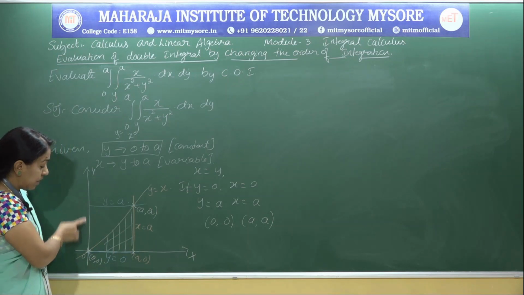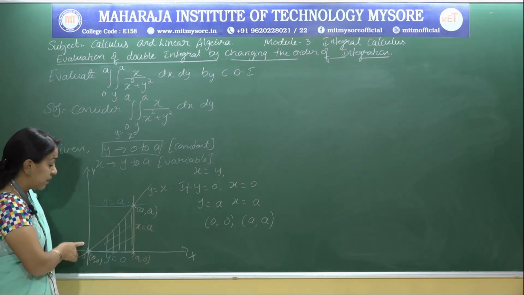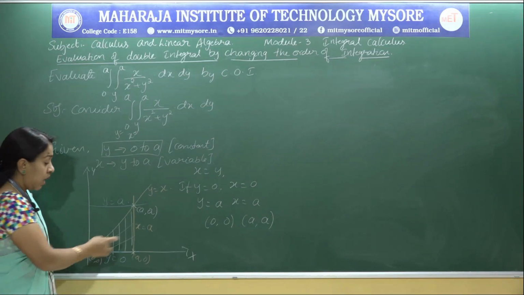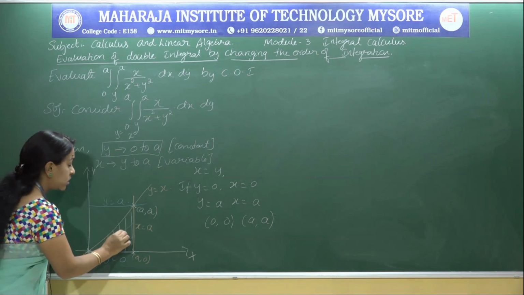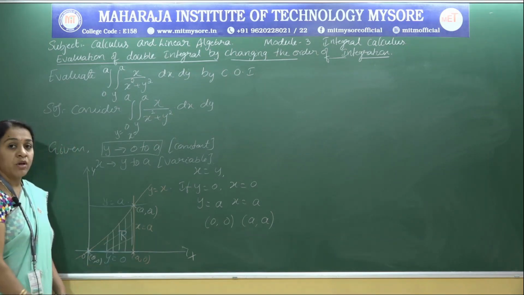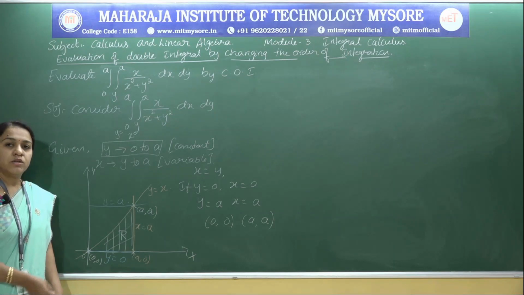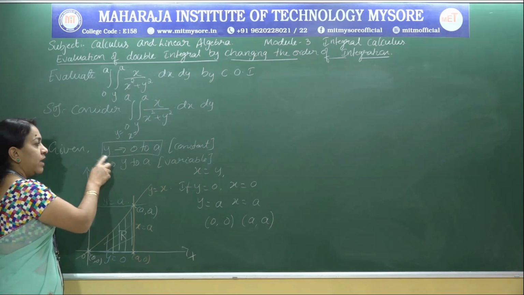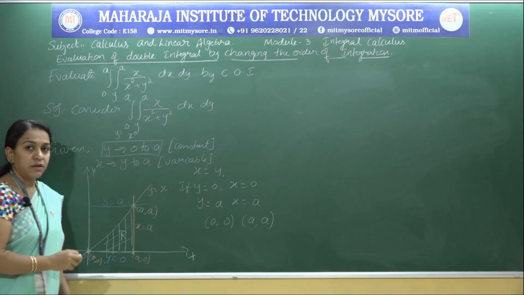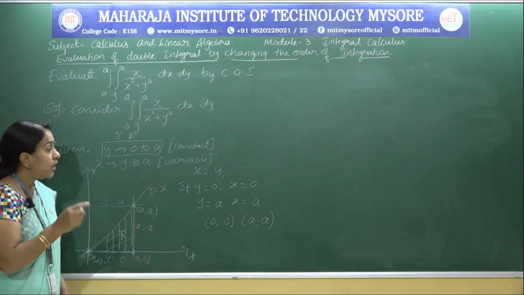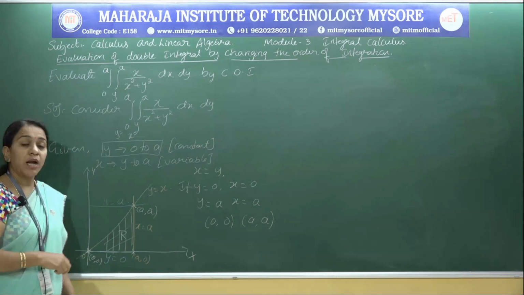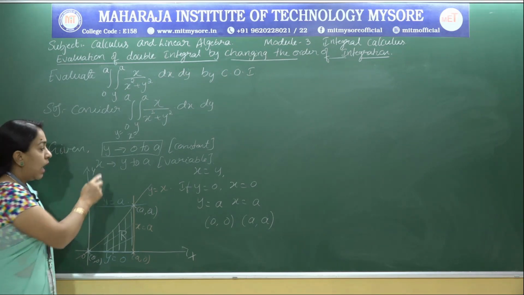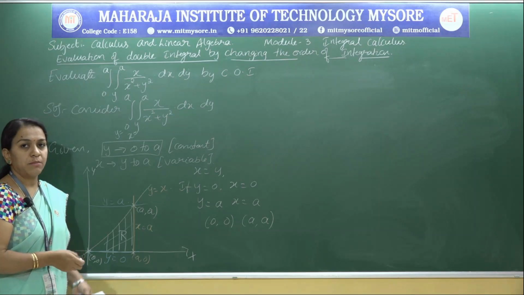Because we don't have this part, they have not given you x equal to 0, so we cannot consider this part as a bounded region, and this will be our bounded region R. In the previous cases, they gave you y as a variable and x as a constant, but here we have a reverse case. They gave you y constant and x variable. So I should consider here y as a variable limit and x as a constant limit.